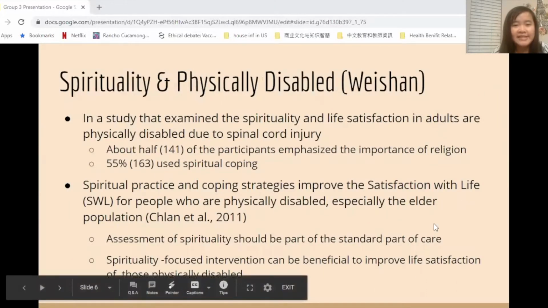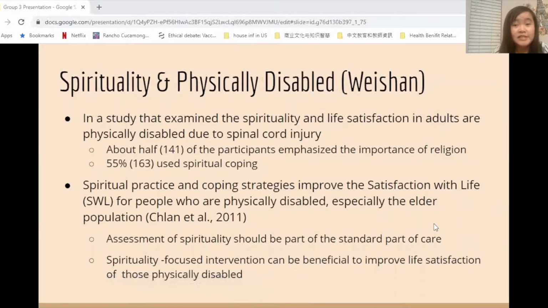In a study that examined spirituality and life satisfaction in adults who are physically disabled due to spinal cord injury, Kalam found about half of the participants emphasized the importance of religion, and 55% of them used spiritual coping in daily life. According to Kalam, spiritual coping enhanced satisfaction with life for people with physical disability and was highly associated with the elder population, as many of them use spiritual coping strategies.